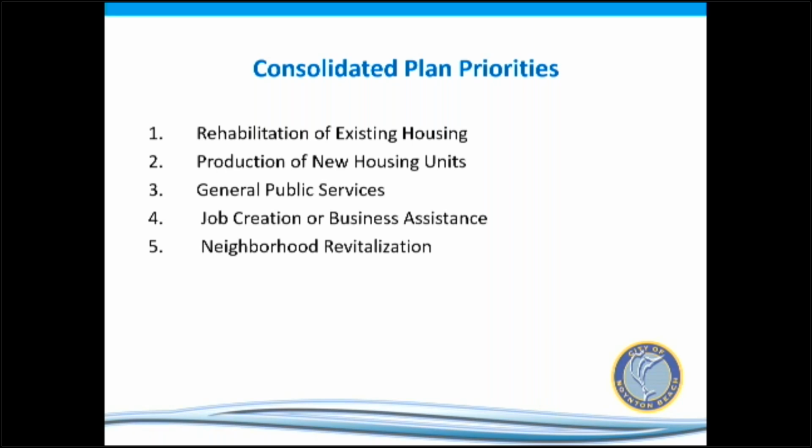One of the priorities established was the rehabilitation of housing. Housing is a problem for the community of Boynton Beach, so housing is one of the priorities. Number two, the production of new housing units. So there goes housing again. Then general public services, they said that was a priority as well. Another one is job creation or business assistance. And the last one was neighborhood rehabilitation.